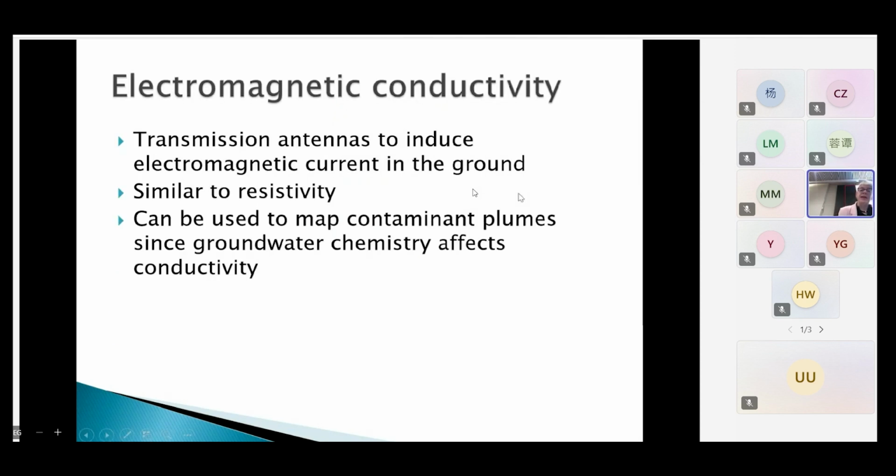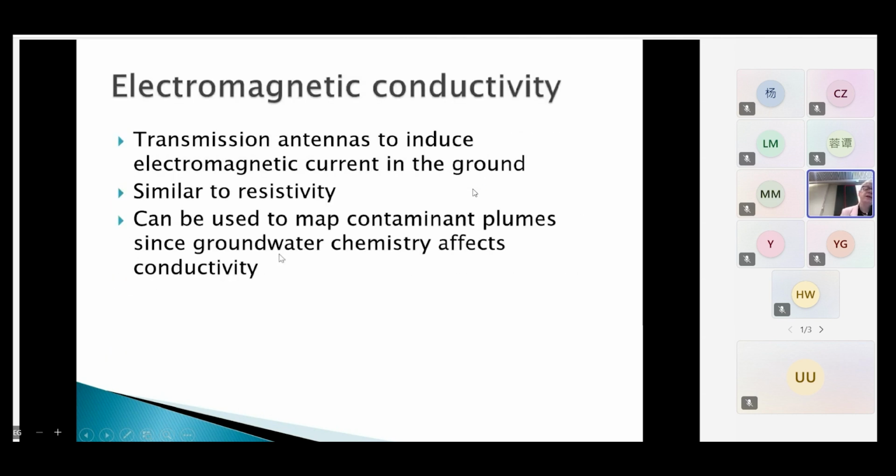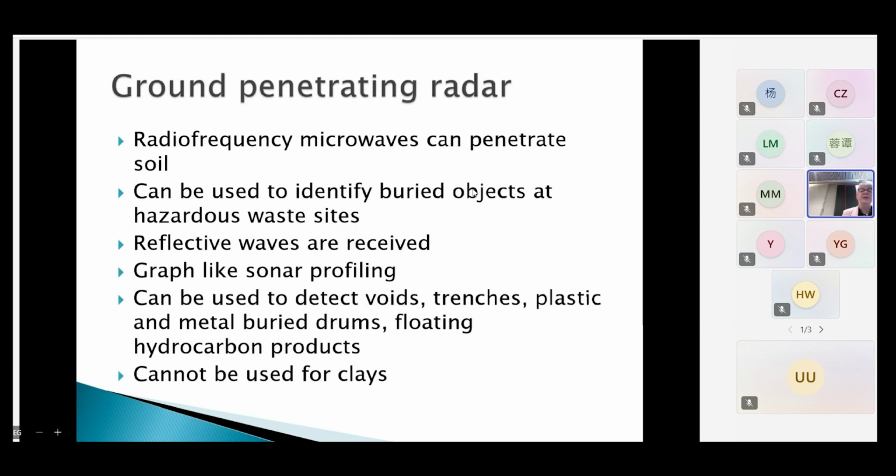You can use electromagnetic waves. It's also another way to look at the geochemistry of the groundwater, so you can get an idea if there's something different in the soil, and then whether there's some groundwater contamination. You could use ground penetrating radar. Again, it's a reflective wave type of thing. With sonar profiling, you can detect all sorts of things like voids in the soil, trenches, plastic or metal buried drums, and floating hydrocarbons. These can be detected without actually having to drill down and find the drum.